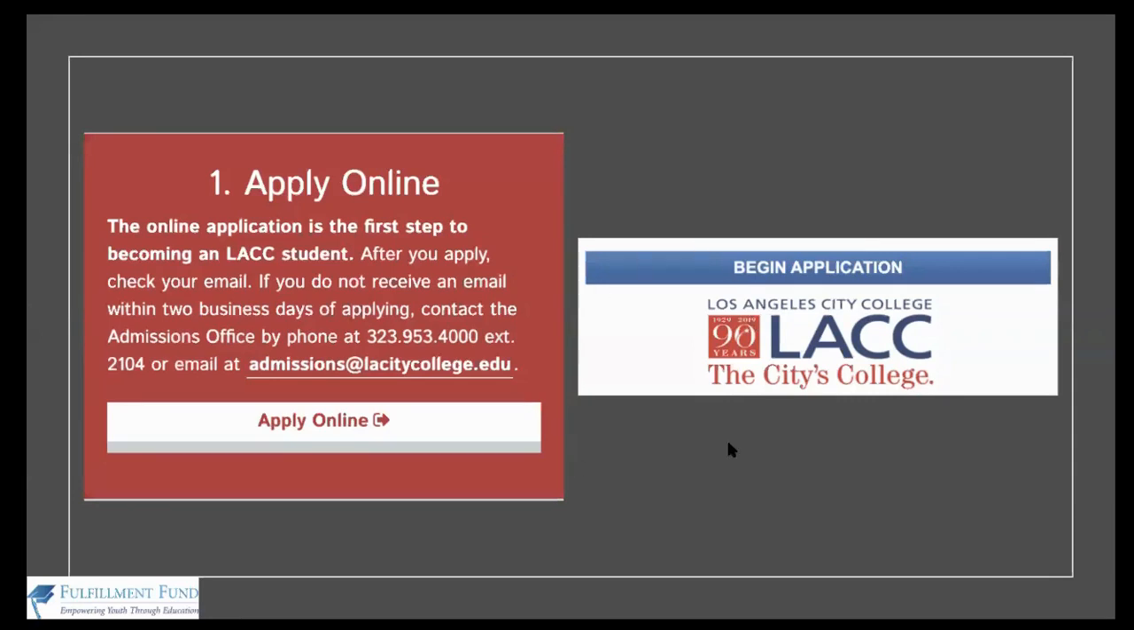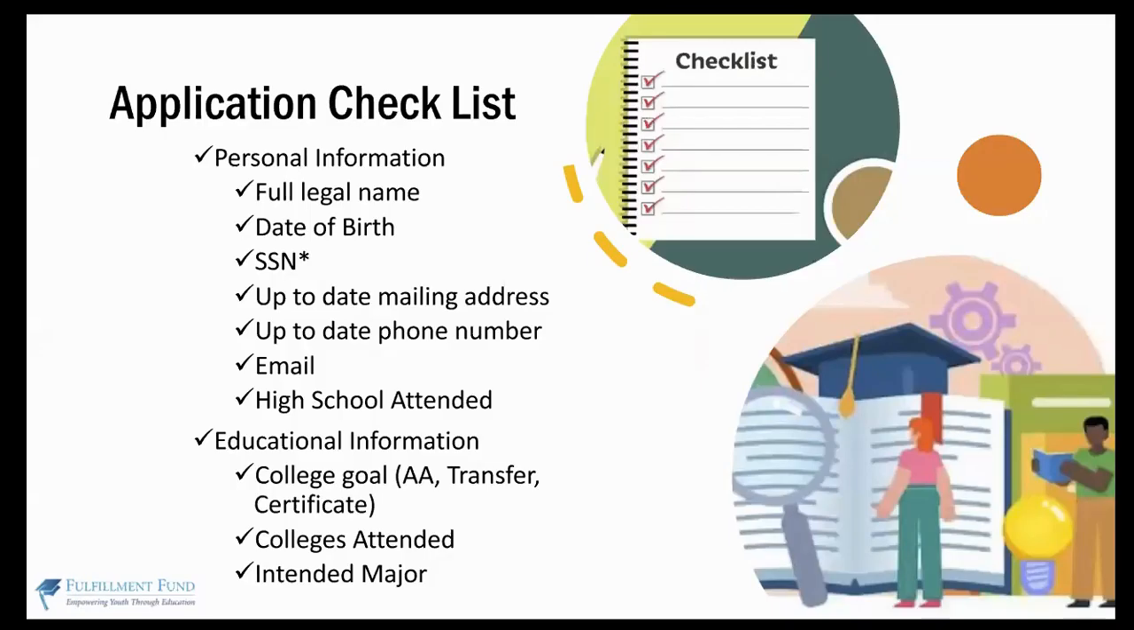So in this case, we chose LACC as an example. So you would click on begin application. And then you have to consider when you're applying to make sure that for your application checklist, you have your personal information, your full legal name, your date of birth. You do need your social security number and up-to-date mailing address, your phone number.